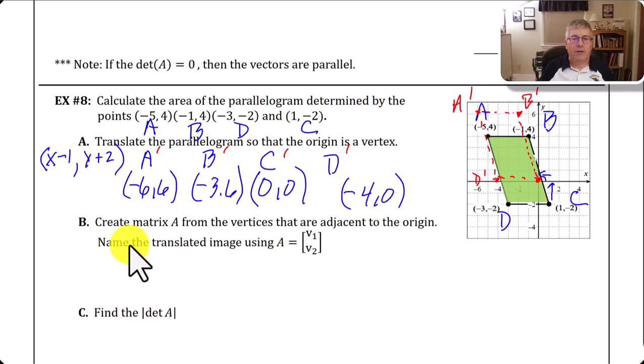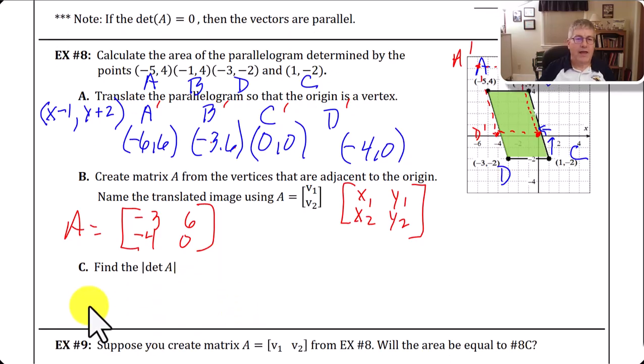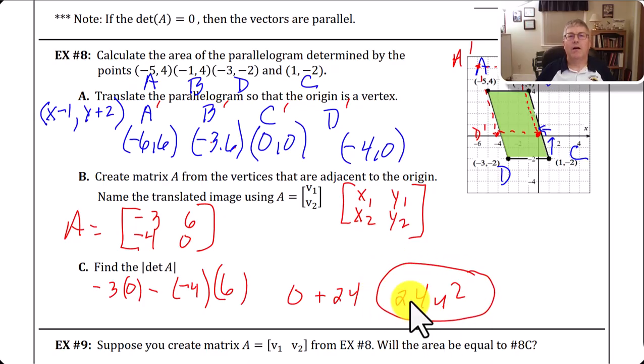We name the translated image using matrix A of vertex 1 and vertex 2, x1, y1, and x2, y2, from our points B prime and D prime. So matrix A will become negative 3, 6, our x1, y1, and negative 4, 0. In C, it says find the determinant of A. We multiply negative 3 times 0, we subtract negative 4 times 6, and we get 0 plus 24, and our answer is 24 units squared is the area of that parallelogram.